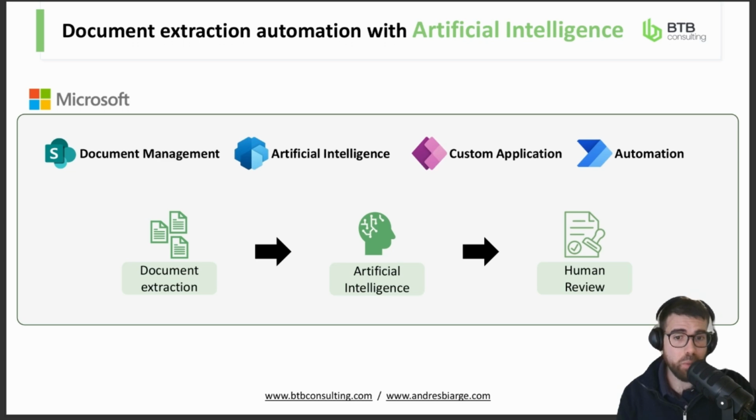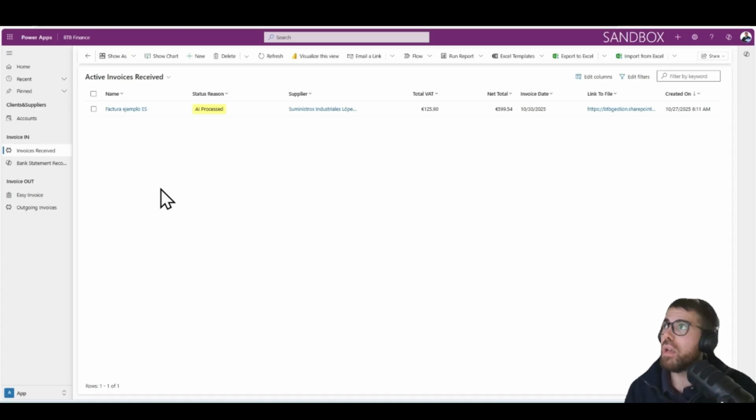Technologies that are normally used to fulfill this is SharePoint Online for document management, storing the documents and moving them around, AI Builder for the artificial intelligence part, then building a custom application with Power Apps and Power Automate for automation. And how can this look like? Let's jump into this application.